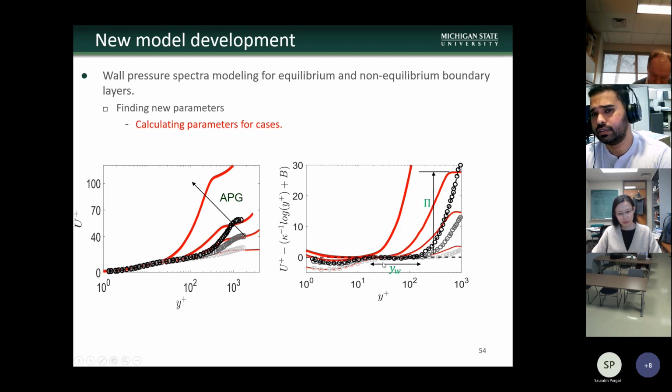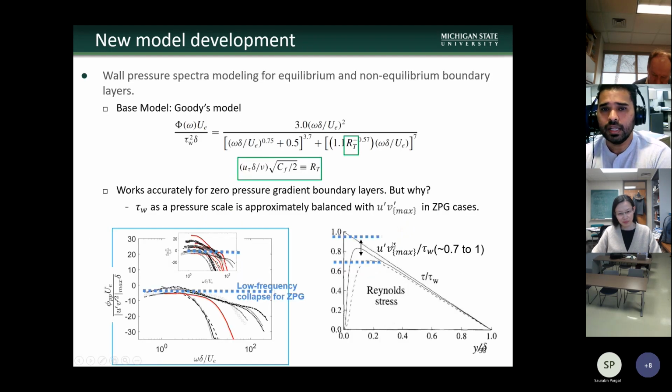In FPG, it will be opposite, which we'll see, but it makes the point very clear. Next part, after deciding on the parameters, we wanted to start with the base model, right? So that we can develop a new model. So we started with Goody's model, which, as I discussed in the literature part, is the best model for zero pressure gradient turbulent boundary layers, right?